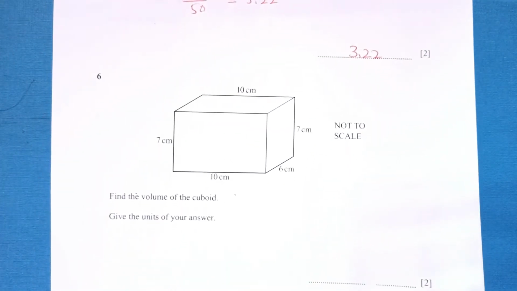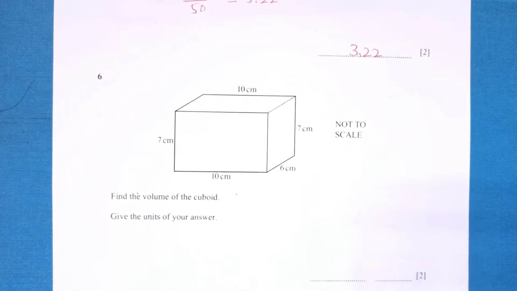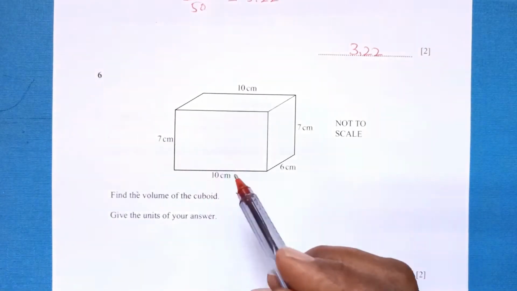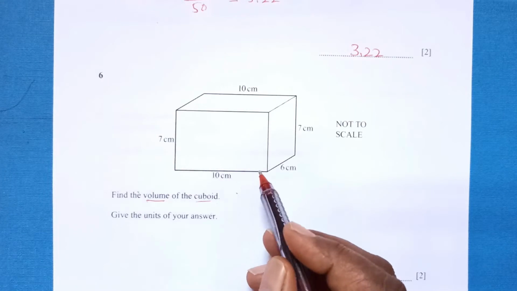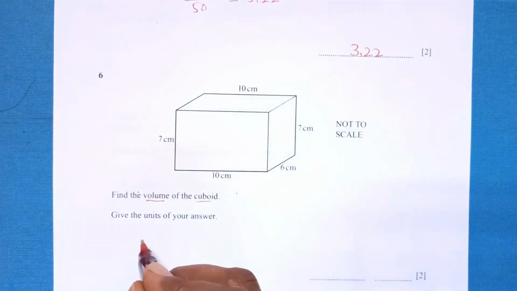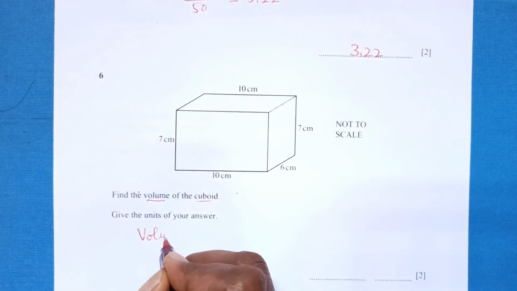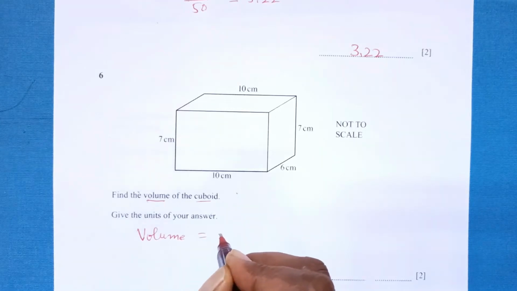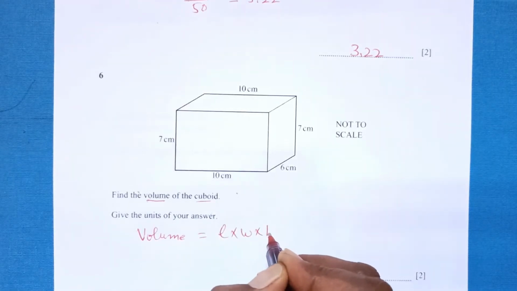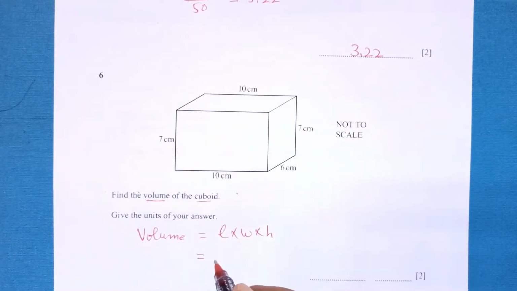Question number 6. Find the volume of the cuboid. This is very simple. You are given a cuboid with all the dimensions. So you all know that volume of cuboid is length times width times height. So that is 10 times 6 times 7. 6 times 7 is 42. 42 times 10, 420.